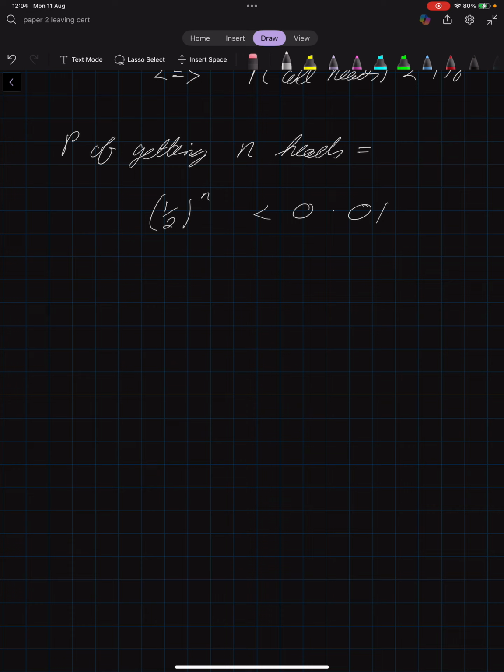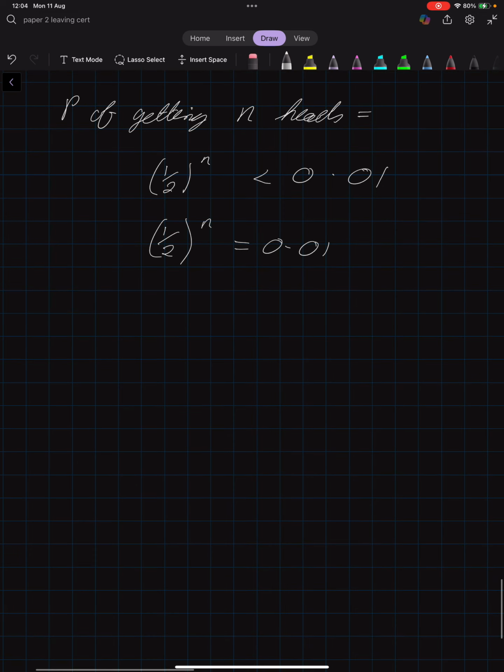It's using logs. So always what you do is you just equal it. So just equal a half to the power of n to 0.01. And now just solve it. So if I do logs on both sides, I get n is equal to log to the base a half of 0.01. So it's going to be log to the base 0.5 of 0.01. I get 6.64.